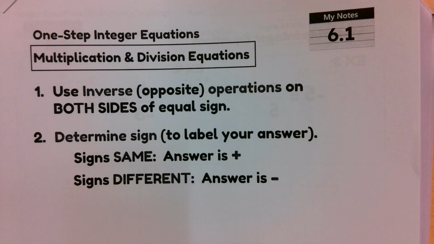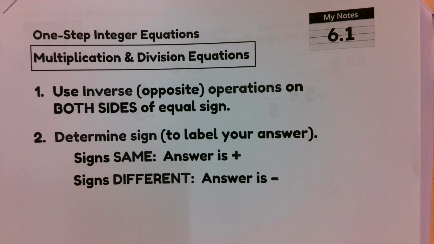Hi guys, today we're going to do one-step integer equations using multiplication and division equations. Very similar to what we did the past couple of days. Use the inverse opposite operations on both sides of the equal sign. Determine your sign. Signs are the same, your answer is positive. Signs are different, your answer is negative.